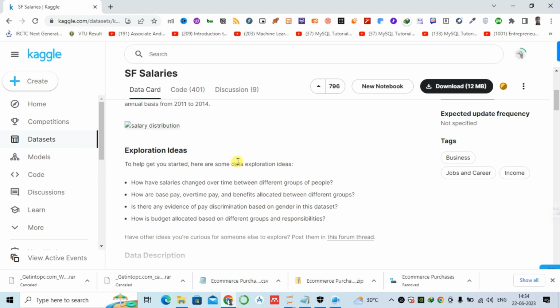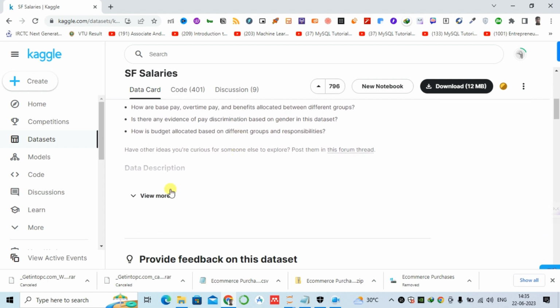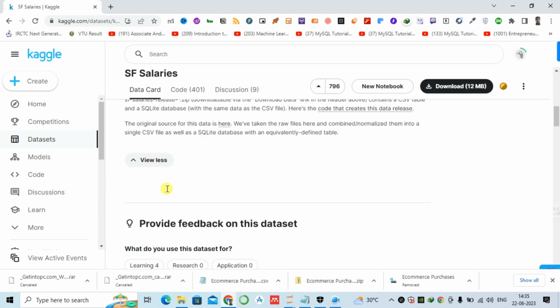You will understand what the base pay is, what the overtime pay is, and how it is allocated to a particular employee and different groups. Is there any evidence of pay discrimination based on gender in this dataset? How is the budget allocated based on different groups and responsibilities? So this is all about the salary dataset.